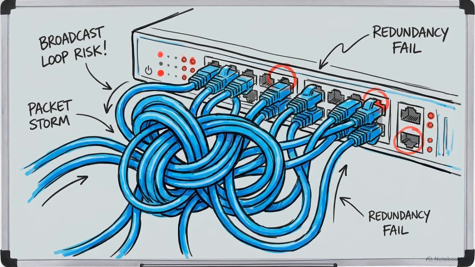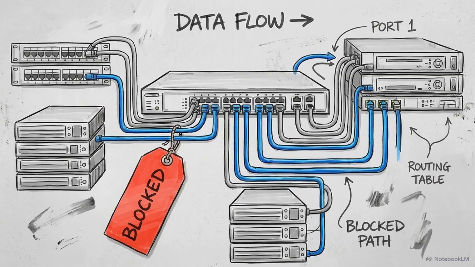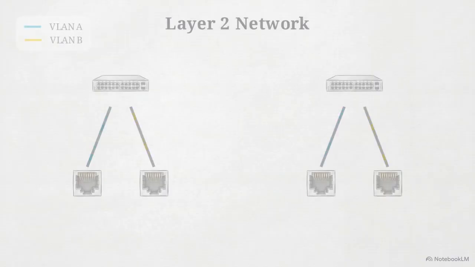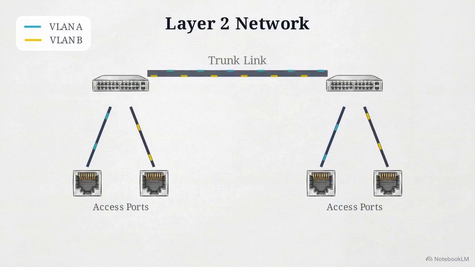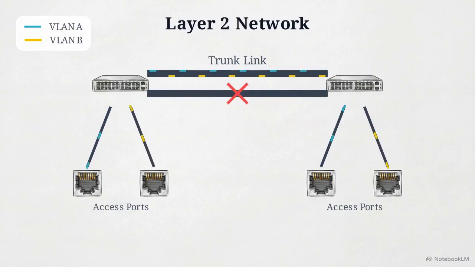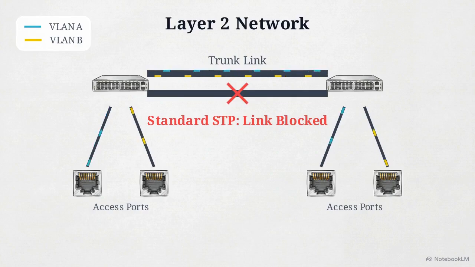By definition, Spanning Tree Protocol, or STP, prevents these loops by electing a root bridge and blocking redundant paths. To manage that traffic, you have to distinguish your ports. Access ports are for single-end devices, while trunk ports allow multiple VLANs to travel across a single physical link between switches. Standard STP's flaw is that blocking a trunk port stops a loop, but kills the connection for every VLAN on that link.